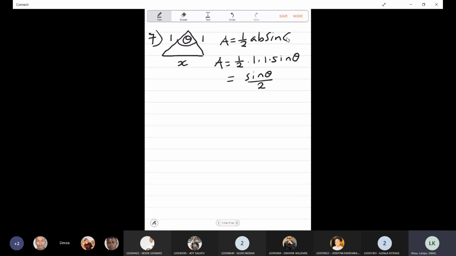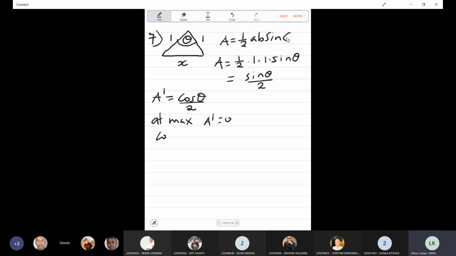Okay, so we can differentiate. We differentiate, we get cos theta over 2, equate that to 0, and that means cos theta is equal to 0, and then we solve. So remember, our area here must be maximum, and at the maximum the derivative is 0. So A prime, this is cos theta over 2, and we say that at the maximum, A prime is equal to 0.